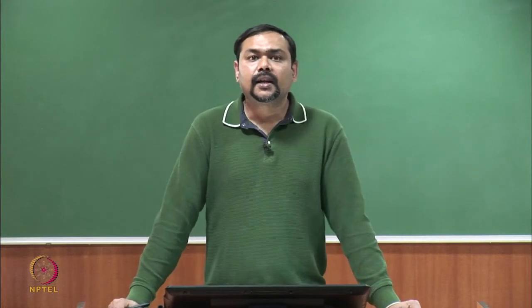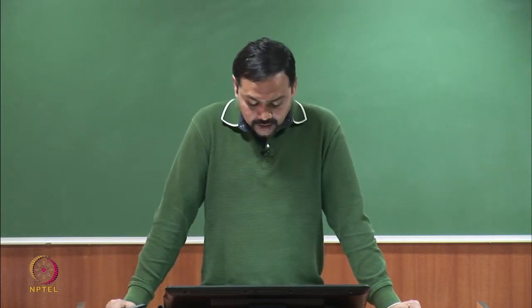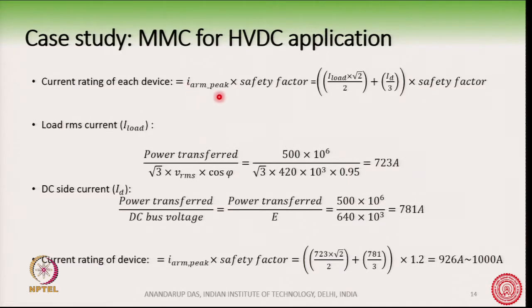And then, what is the current rating of each device? Current rating is I arm peak, the peak current through the device, times a safety factor. What is the peak current through each arm of the MMC? It is equal to half of the RMS load current times root 2, plus one third of the DC current. That much current flows at peak in the arm, and then again we have a safety factor.